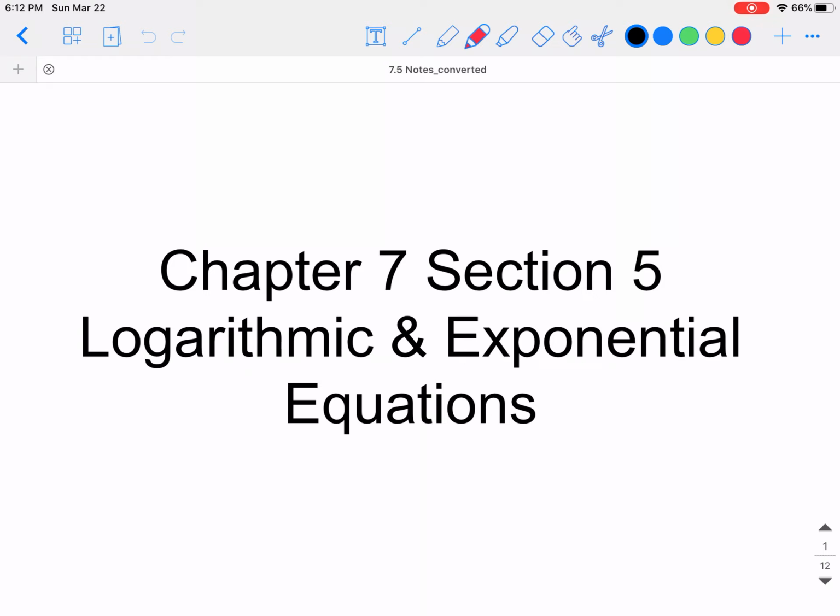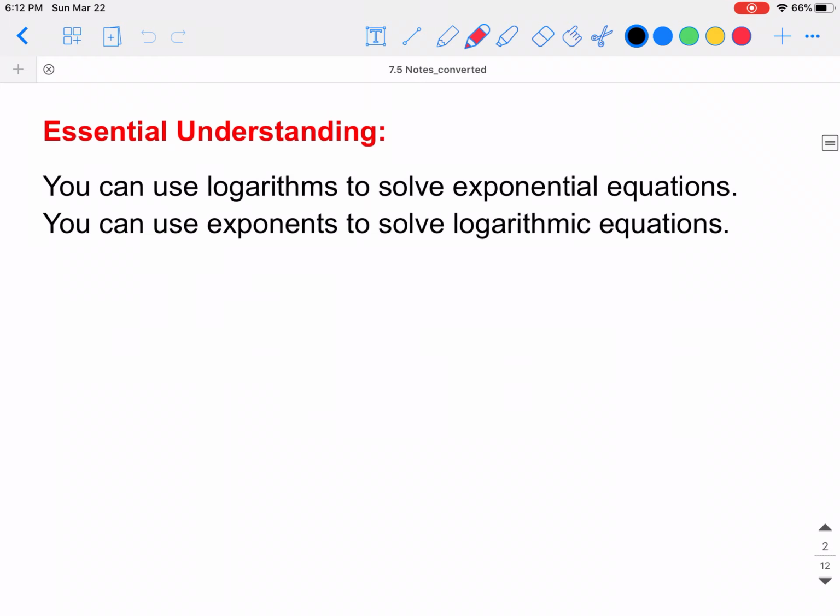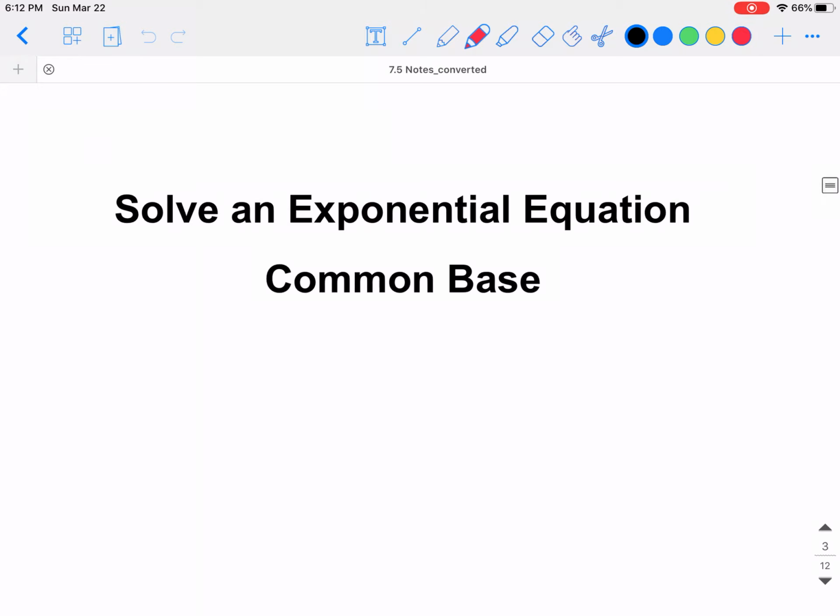So let's get started with section 5, logarithmic and exponential equations. Essential understanding for this section: first, you can use logarithms to solve exponential equations, and second, you can use exponents to solve logarithmic equations, so it works either way.